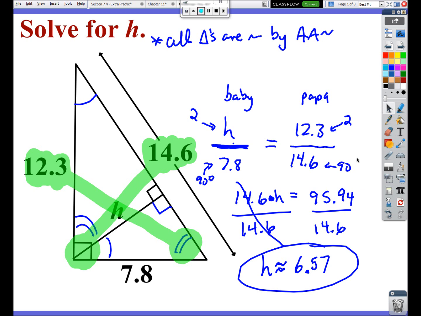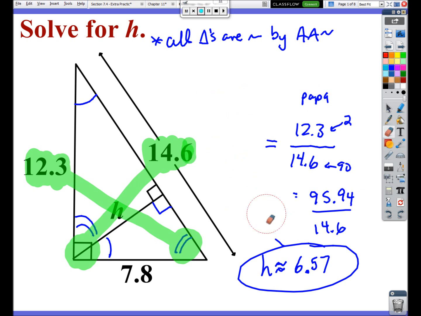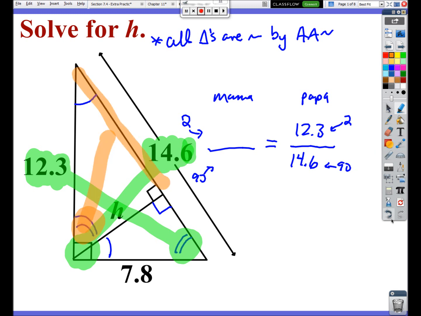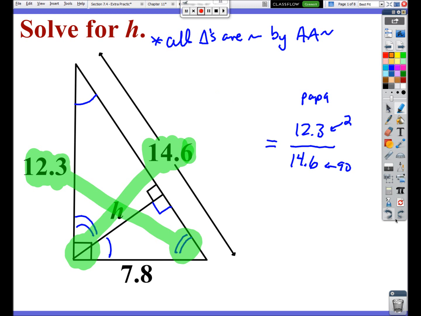Now, if I had set up instead the baby ratio, but instead I had used the mama ratio, let me just show you what that would end up looking like here. Let's go ahead and keep that right there. So if we'd use mama with papa, I need to go 2 and 90 here. So in the mama triangle, what's opposite the 2 arc marks? Oh, but I still don't know that. Oh, so I can't do that. So backtrack a little further.